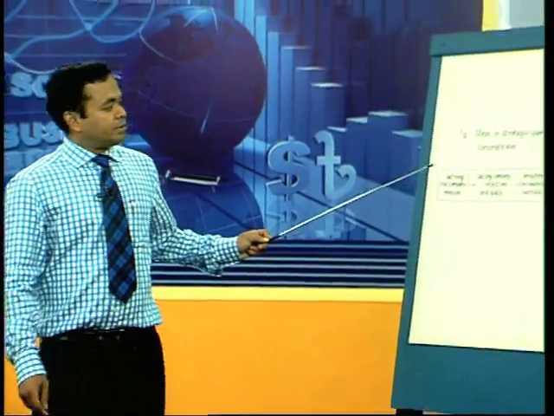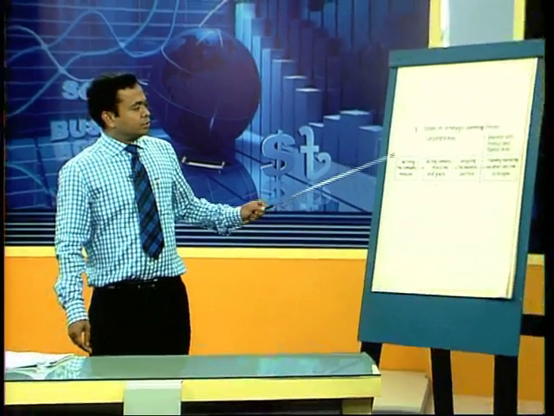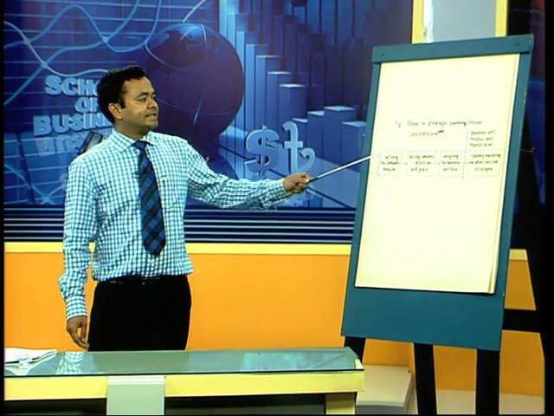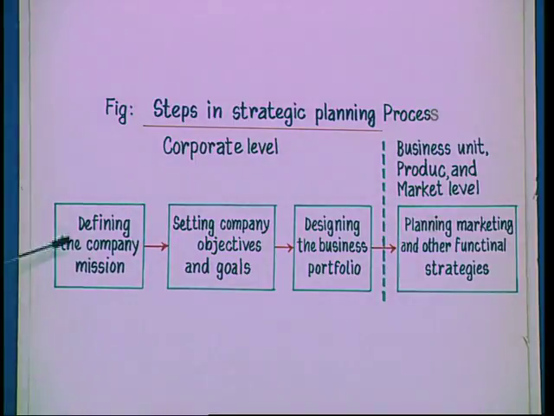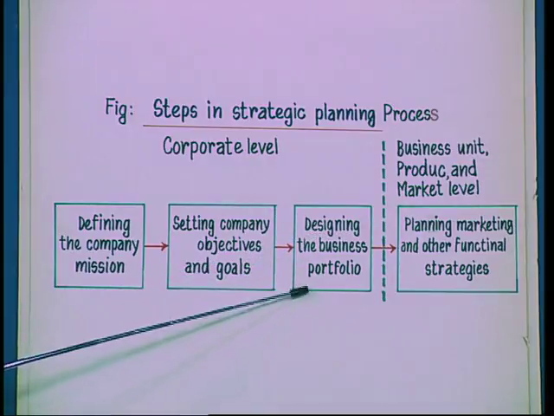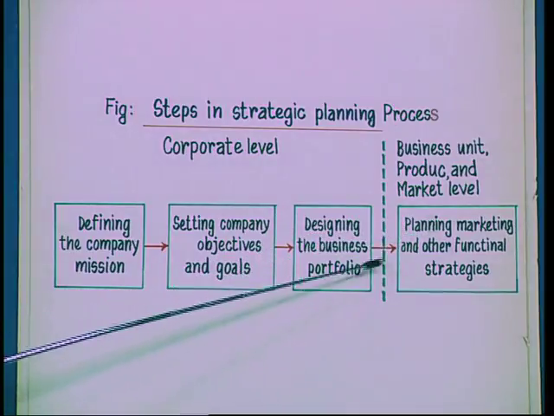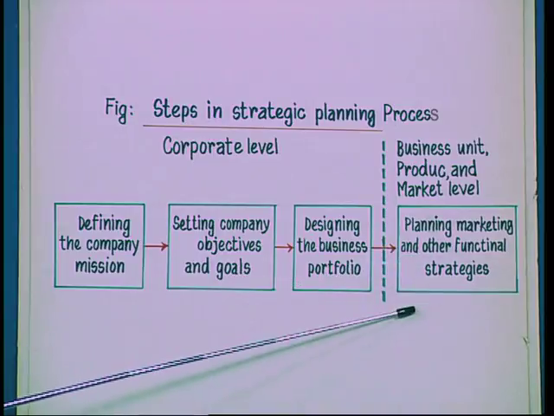Dear learner, now we will see the figure. This figure shows the steps in the strategic planning process. This process starts from defining the company's mission, setting the company's objectives and goals, then designing the business portfolio, and then planning marketing and other functional strategies.